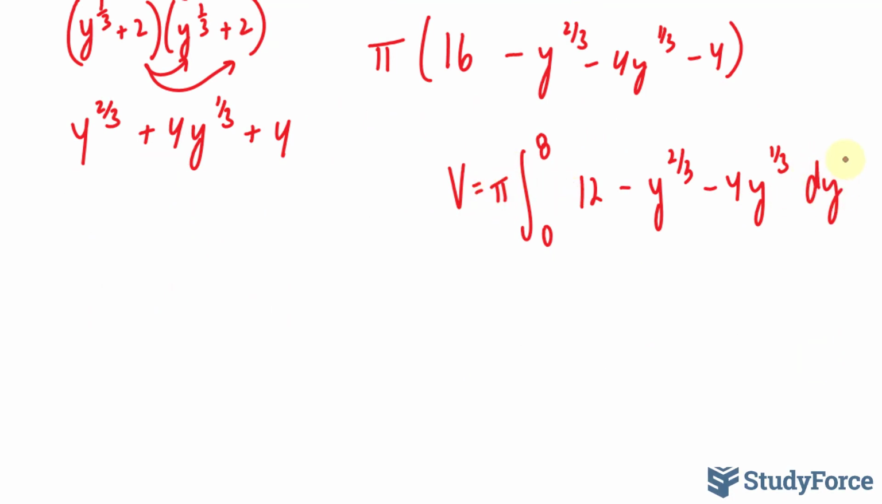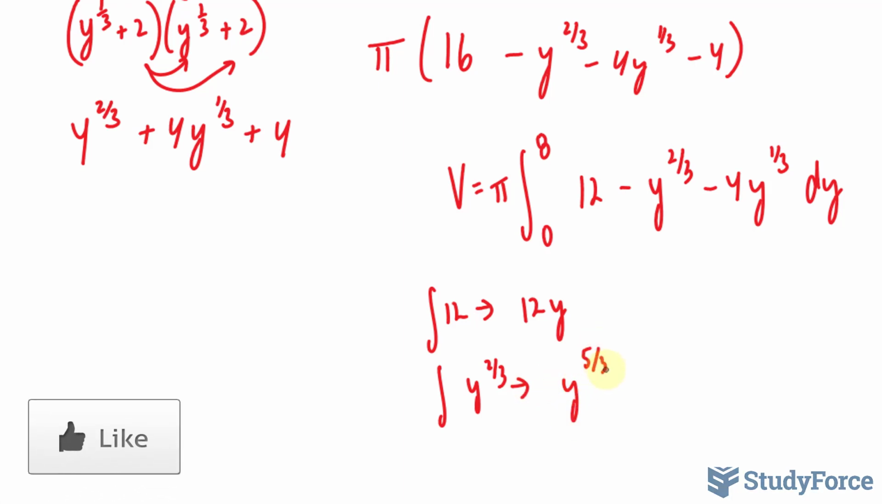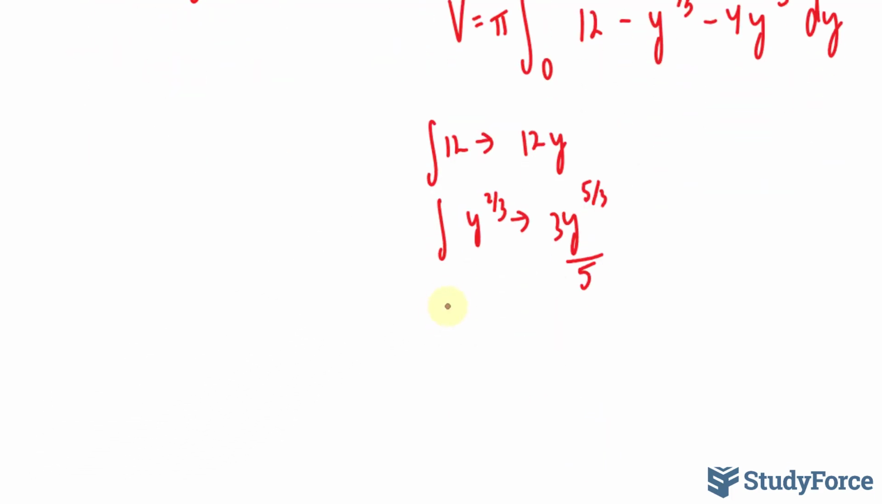What you'll need to do next is integrate each of these terms. Since we already know how to integrate, I'll speed up the process by showing you what they are. The integral of 12 is 12y. The integral of y to the power of 2 over 3 is y to the power of 5 over 3, times 3 over 5. And the integral of 4y to the power of a third is 3 times y to the power of 4 over 3.